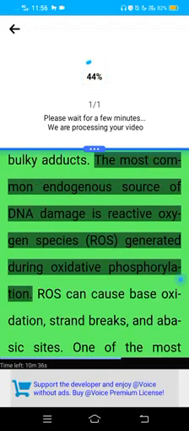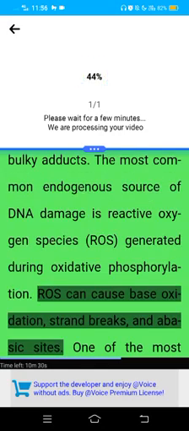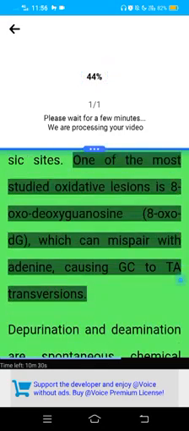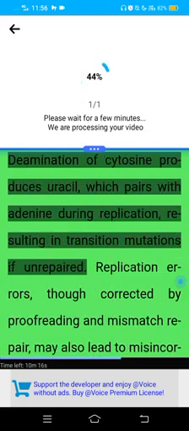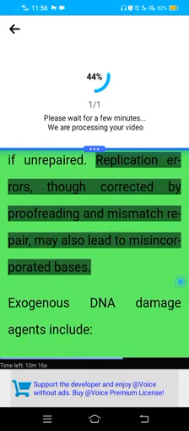The most common endogenous source of DNA damage is reactive oxygen species, ROS, generated during oxidative phosphorylation. ROS can cause base oxidation, strand breaks, and abasic sites. One of the most studied oxidative lesions is 8-oxodeoxyguanosine, 8-oxo-dG, which can mispair with adenine, causing GC to TA transversions. Depurination and deamination are spontaneous chemical events leading to apurinic/apyrimidinic AP sites or base substitutions. Deamination of cytosine produces uracil, which pairs with adenine during replication, resulting in transition mutations if unrepaired. Replication errors, though corrected by proofreading and mismatch repair, may also lead to misincorporated bases.